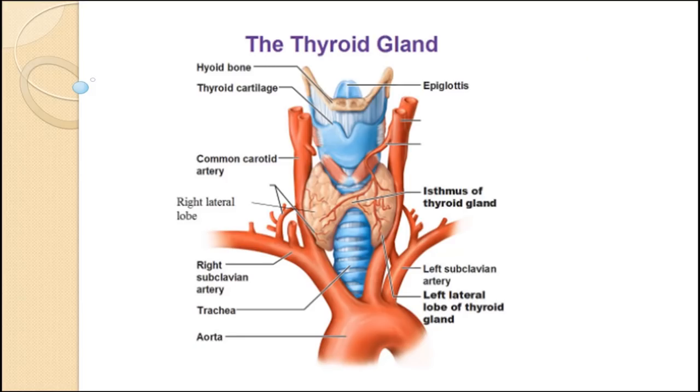So here you've got the isthmus, the two lobes, the left lobe and the right lobe of the thyroid, and the lateral borders are related to the common carotid arteries, the right common carotid artery and the left common carotid artery. And the branches of these supply the thyroid gland.